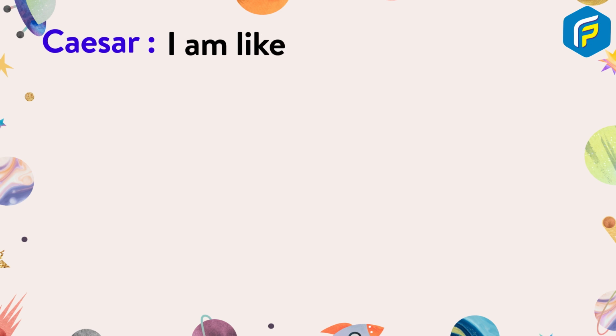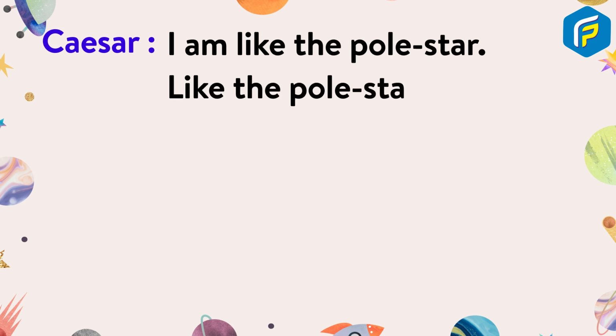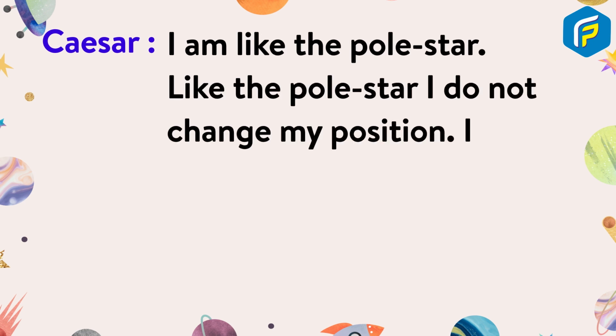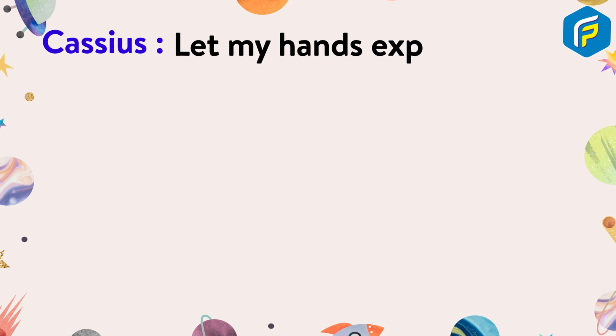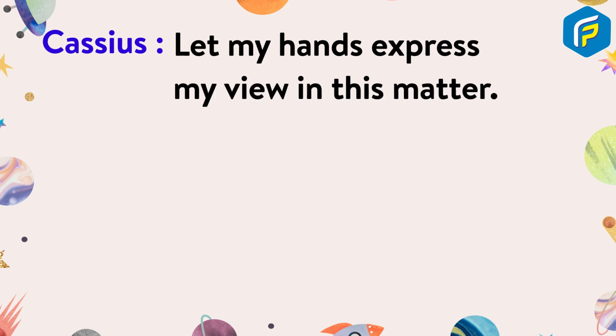Caesar, I am like the pole star. Like the pole star, I do not change my position. I will not change my mind. Cimber would remain banished. Cassius, let my hands express my view in this matter.